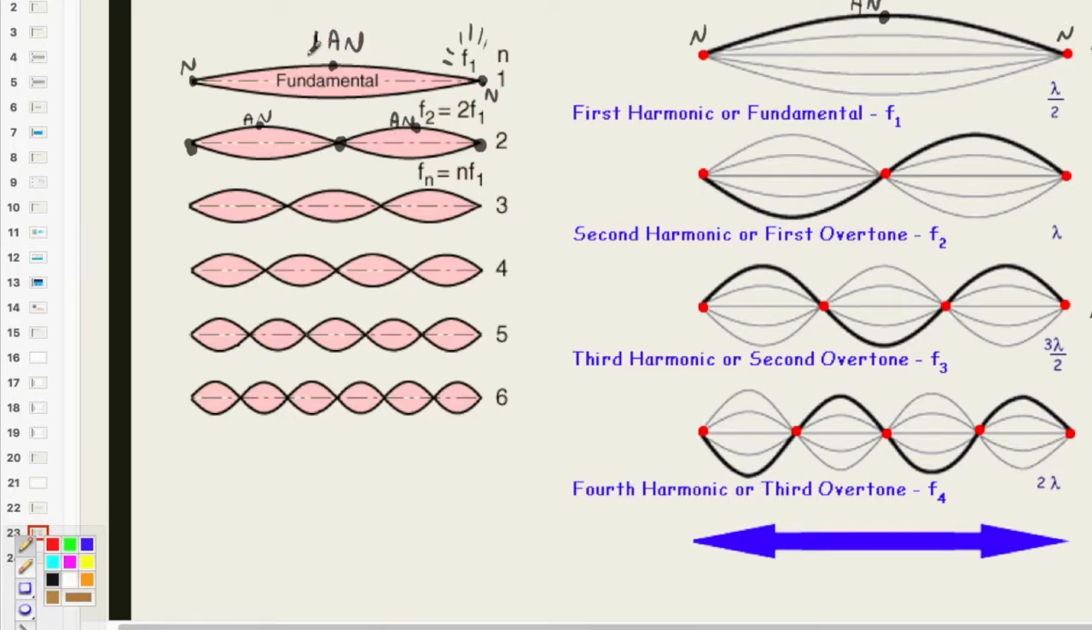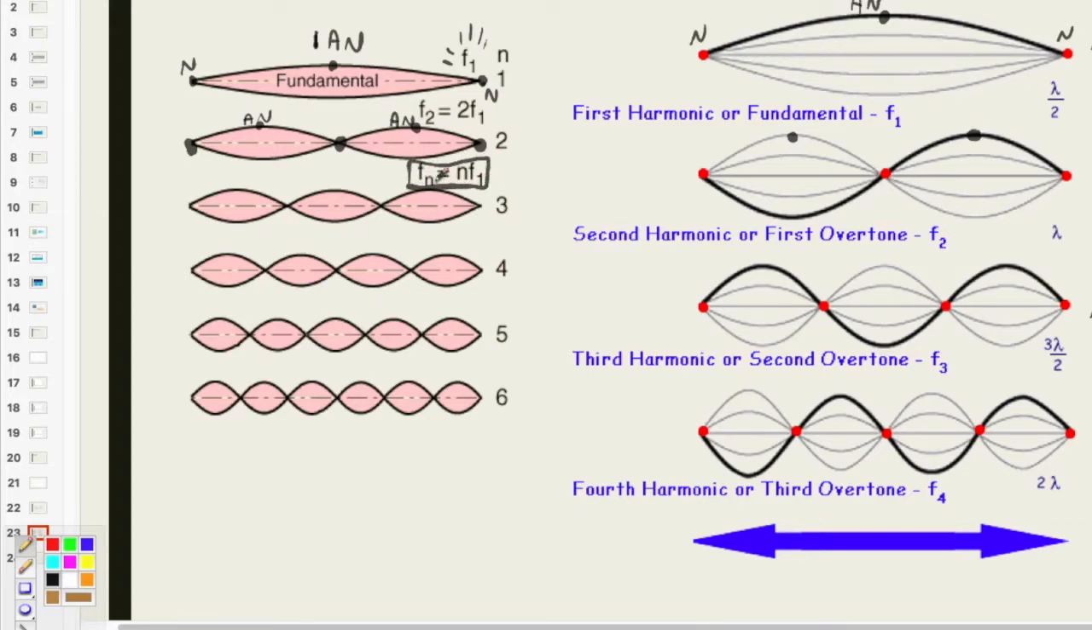The first harmonic has 1 antinode. The second harmonic has 2 antinodes. Again, here's another picture over here. Here's an antinode. Here's an antinode. 2 antinodes. What about the third harmonic? It's going to have 1, 2, 3 antinodes. So the number of the harmonic corresponds to how many antinodes there are in the standing wave pattern. There's another relationship that you need to know, and it's given right here.